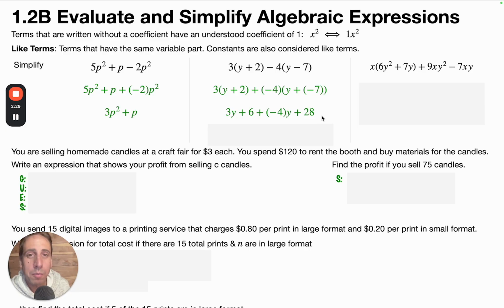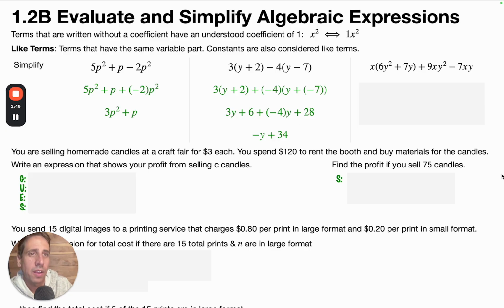And so now I'm going to combine the like terms. I see the 6 and the 28 I can combine, and the 3y and the minus 4y. 3 plus negative 4 is going to be negative 1. Negative 1y plus 34.